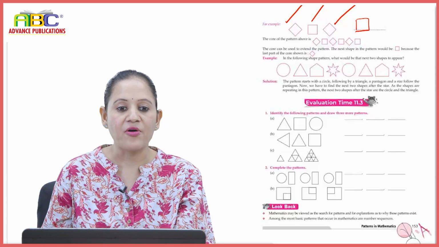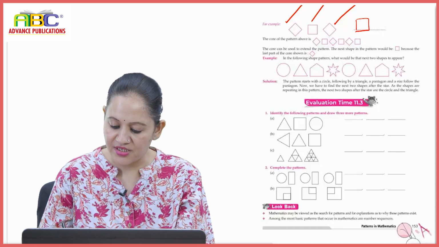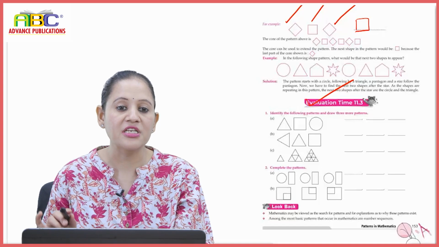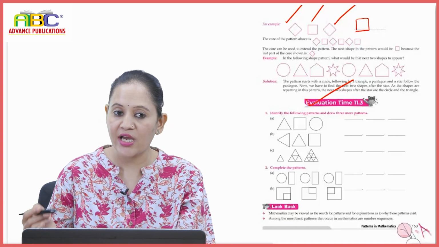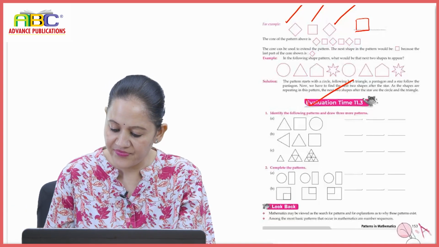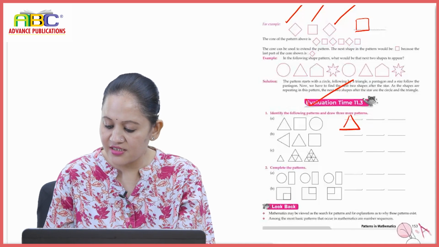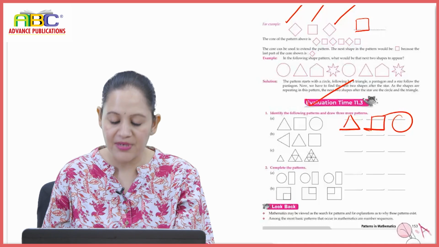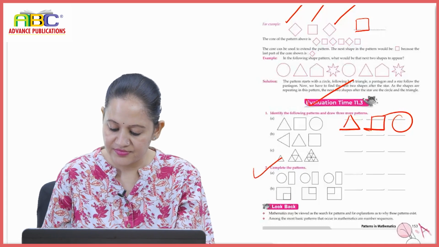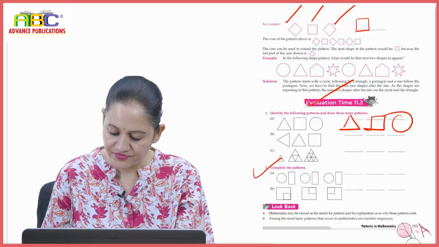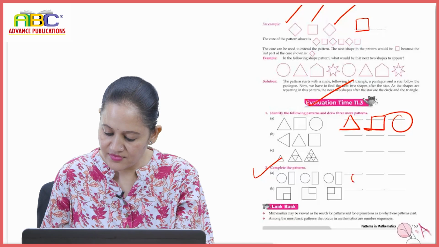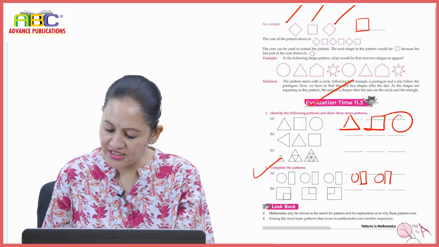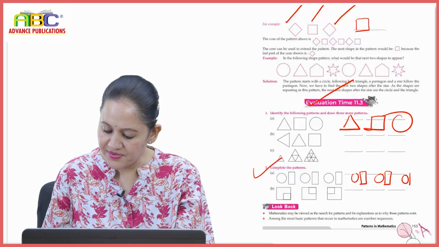Clear? Now, next is Evaluation Time 11.3. Identify the following patterns and draw 3 more. So triangle, square, circle. Again, triangle, square and circle. Clear? Next, complete the pattern. So in this way the pattern is repeating.